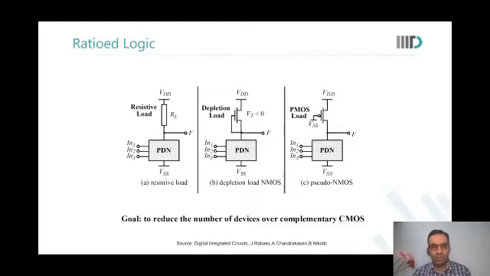Are you able to see this? In a 2-input NAND gate, how many devices do we have? Four devices. In a 2-input NOR gate, how many do we have? Again 4. So at least 2n devices are there in static CMOS.